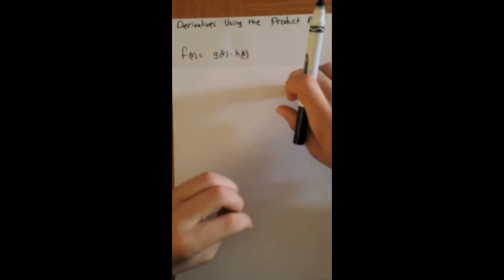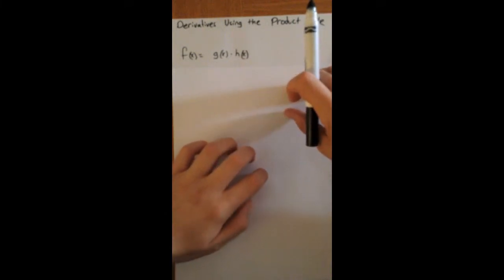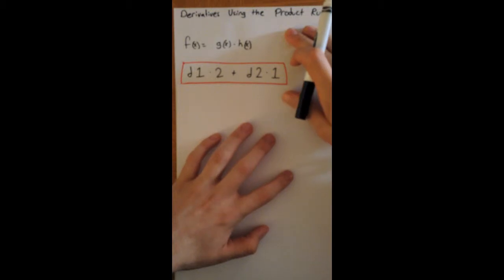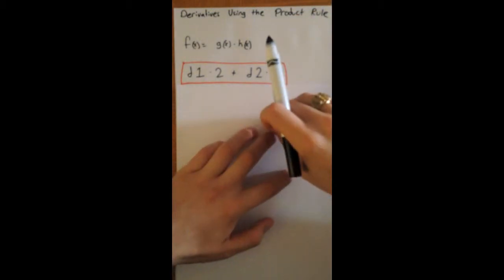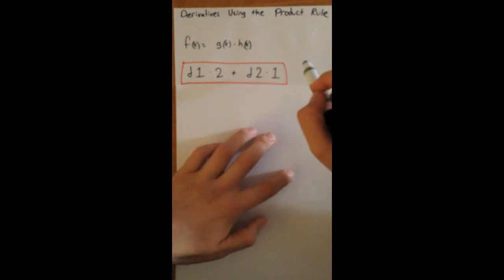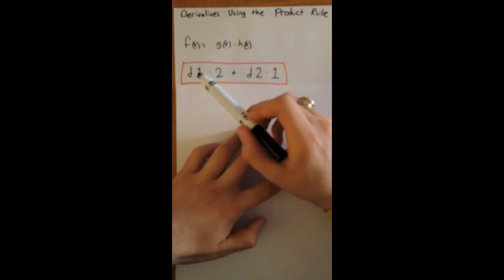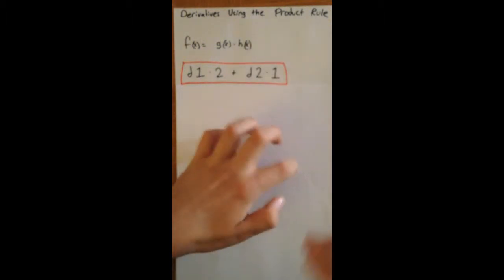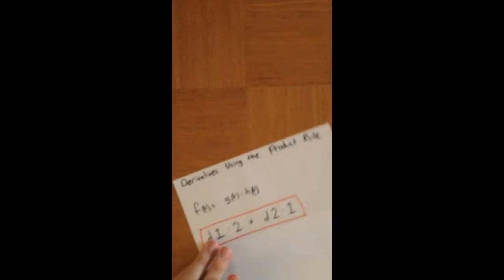And what I like to do is evaluate this derivative using a little mnemonic or memorization technique that I have created that reads a little bit like this: d12 plus d21. It's as simple as that. Every time you see a d, you will take the derivative, and every time you just see a number, you'll just rewrite that number. So let's have a look at an example here.